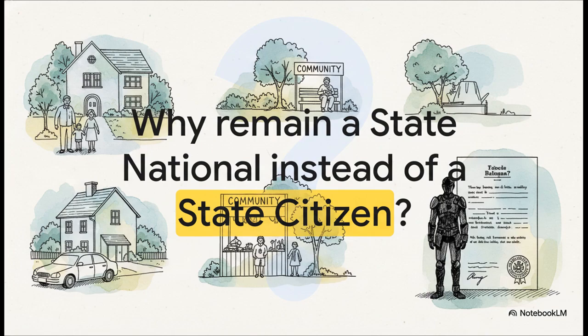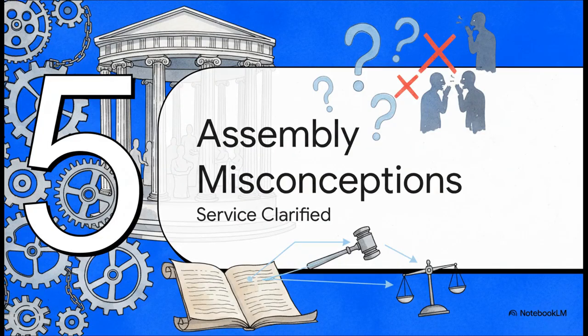If state citizens hold all the ultimate voting power for international issues, why in the world would anyone choose to remain a mere state national? Well, the source material is surprisingly practical about human nature here. Most people just have really busy lives. They've got jobs to do and families to raise. They are perfectly happy just keeping the peace locally without taking on the grueling time commitment and strict limitations of a singular, undivided allegiance. Which brings us to Section 5, Assembly Service and Misconceptions.